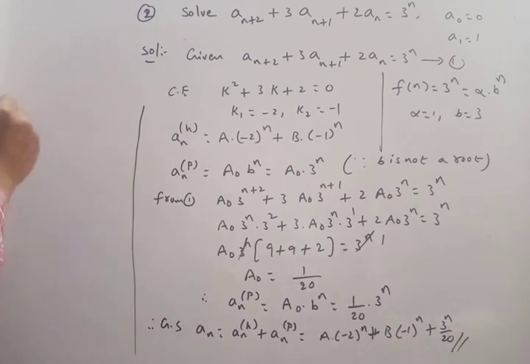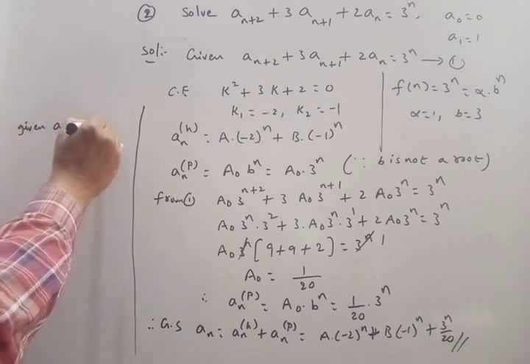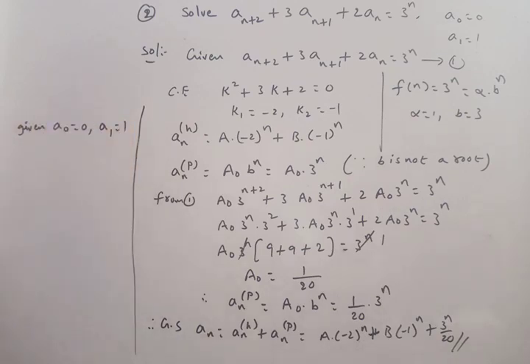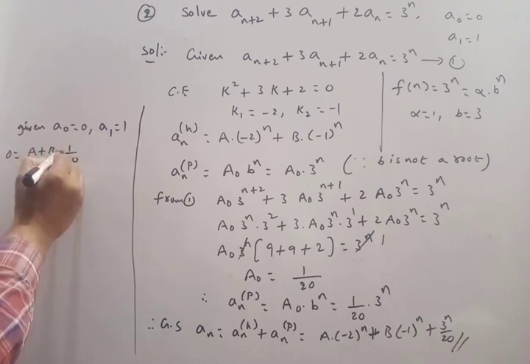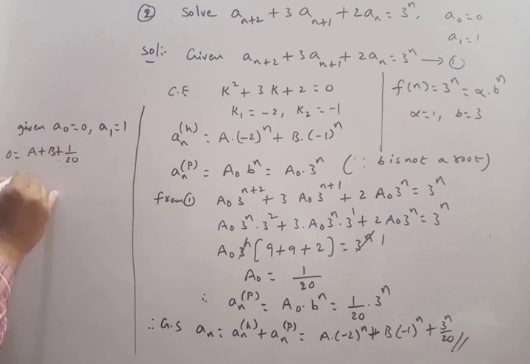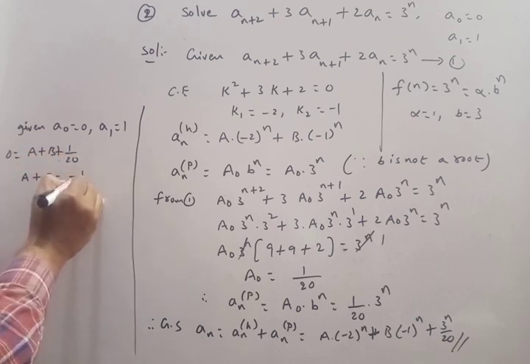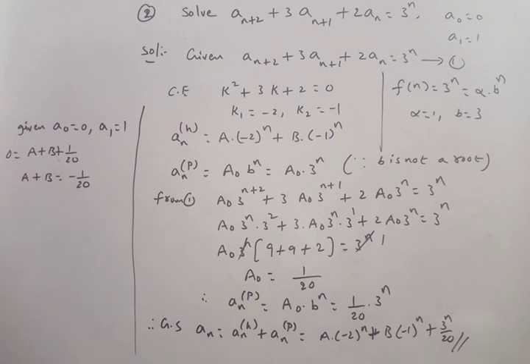So initial conditions he gave: a0 is equal to 0 and a1 is equal to 1. If I substitute n = 0 here, what do I get? a0 is equal to 0, so 0 = a + b + 1/20, since anything to the power 0 is 1. So that means a + b is equal to how much? Minus 1/20 I got. a + b = -1/20.